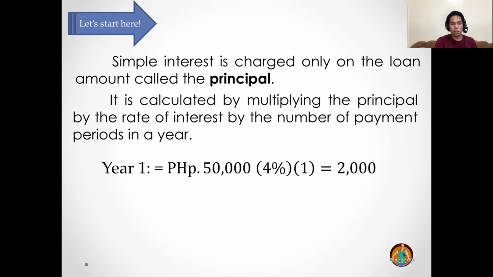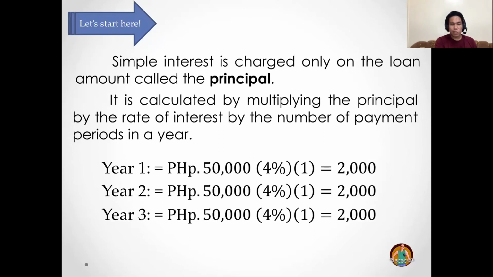Okay? So let's have this illustration. From year 1 to year 3. Our 50,000 here is the original money or the principal. 4% is the rate of interest and 1 is the period. Kasi 1 year siya, so that is 1. Okay? So year 1, you will have 2,000. So multiply 50,000 times 0.04 times 1, that is 2,000.